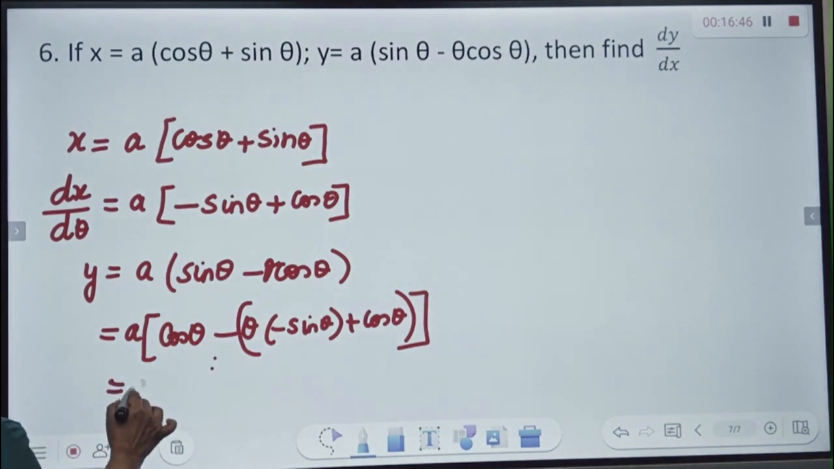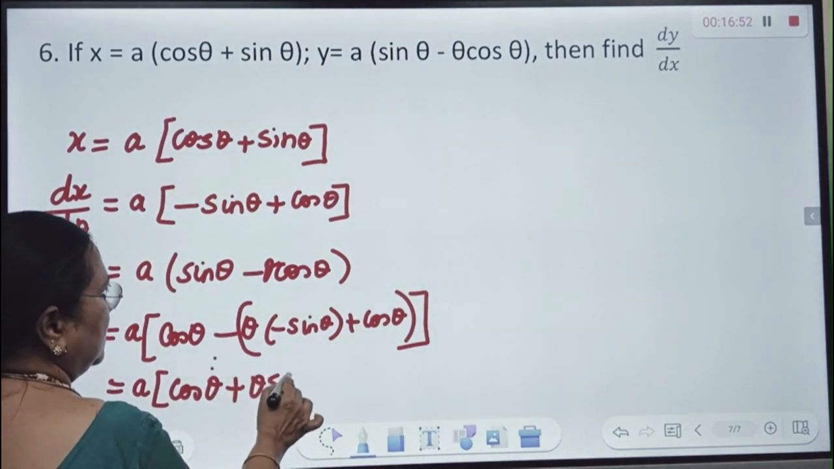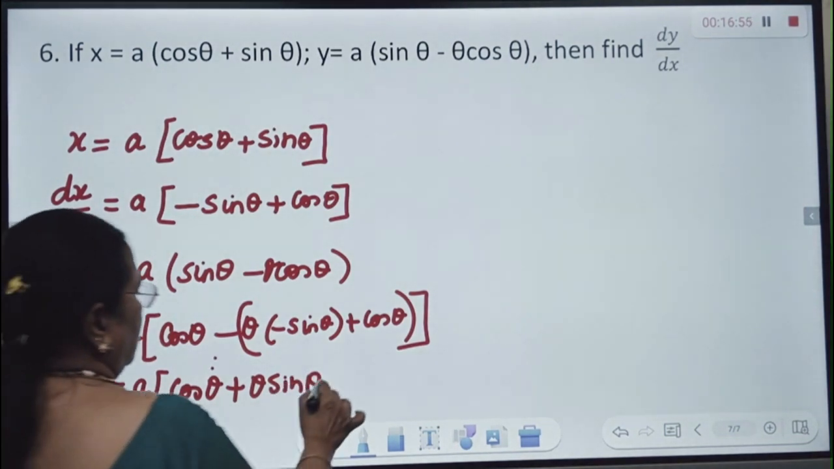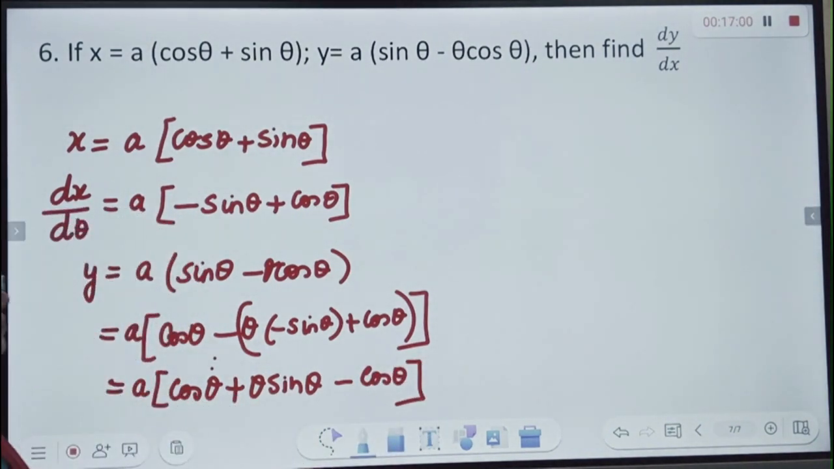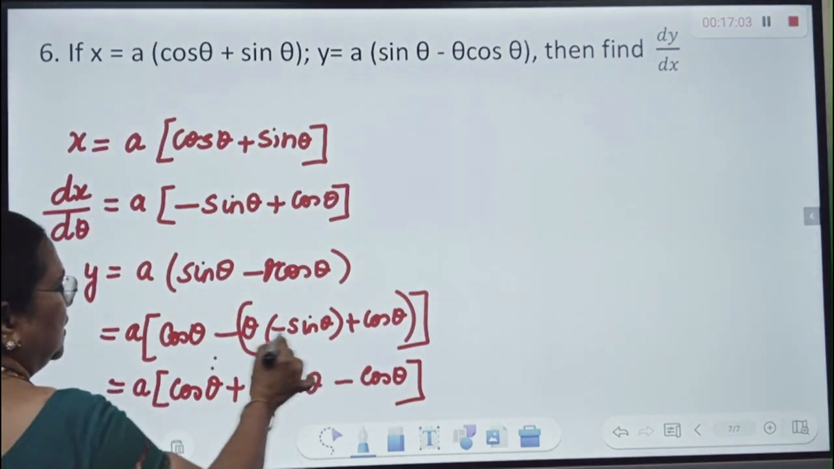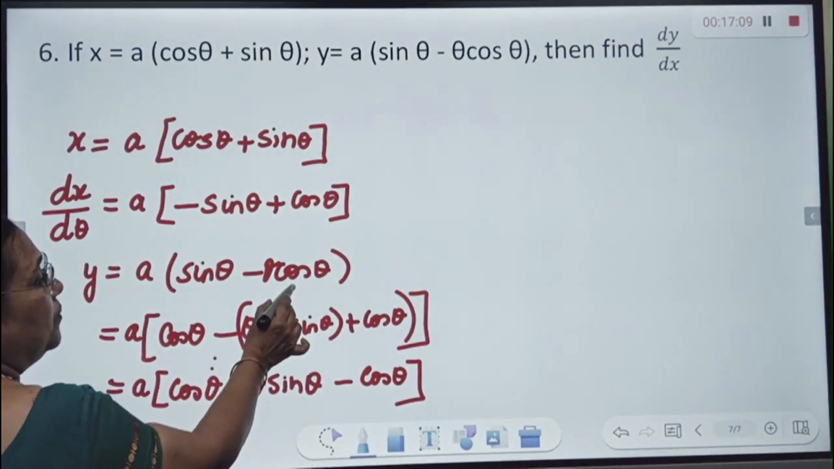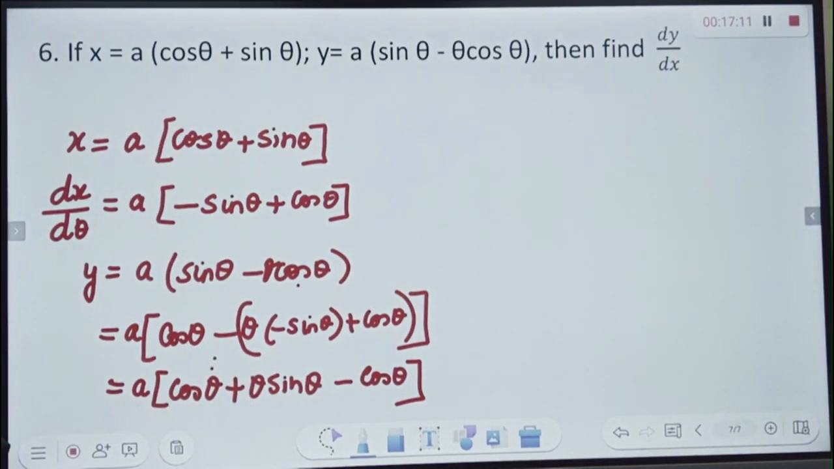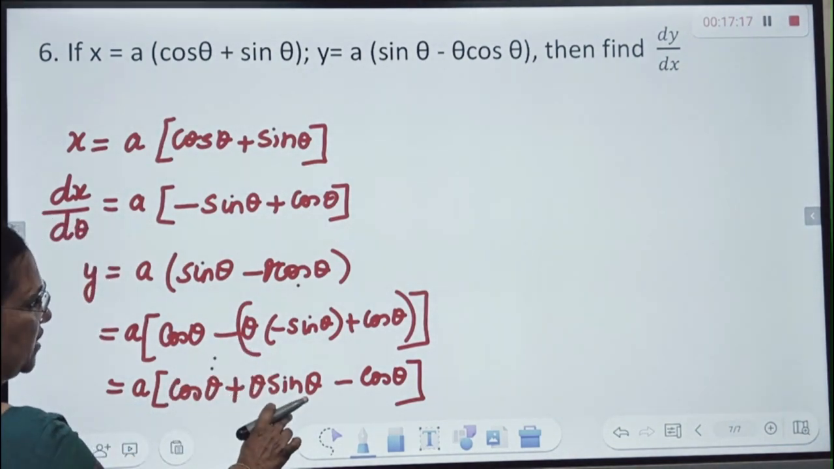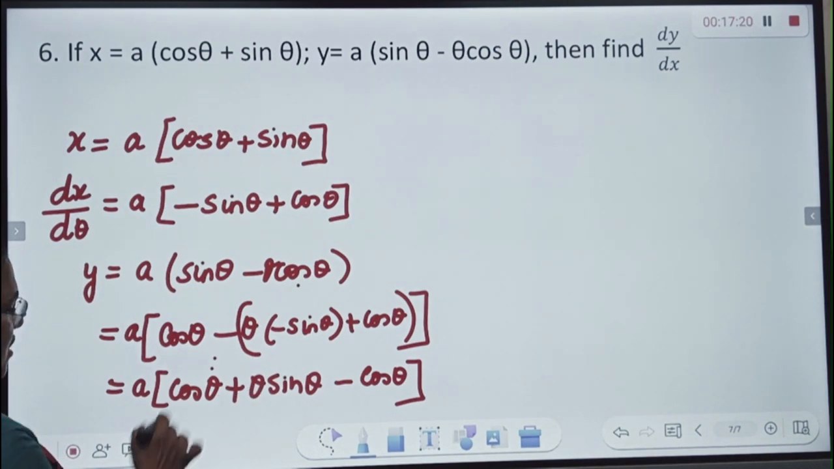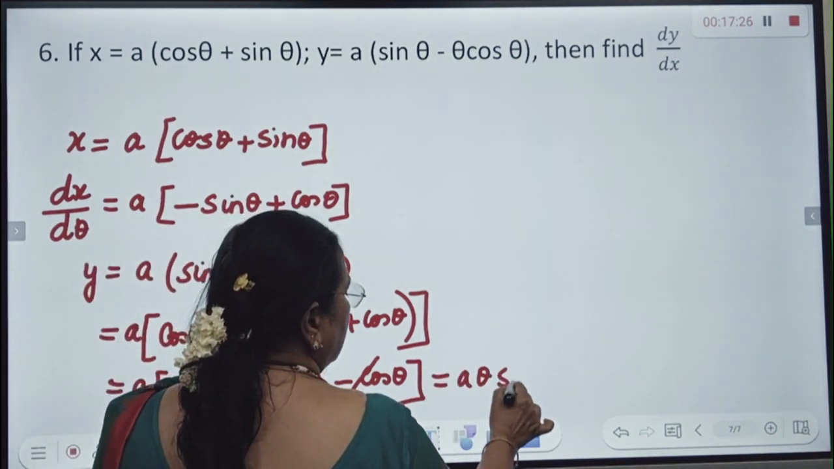So this will be a into cos theta plus theta sin theta plus cos theta minus cos theta, because this is within the brackets. So my theta into minus sin theta, the derivative of cos theta is minus sin theta, plus cos theta into the derivative of theta, which is 1. And everything is within the bracket. So now I am removing the bracket. This becomes plus theta sin theta, while this becomes minus cos theta. So cos theta gets cancelled, giving you a theta sin theta.